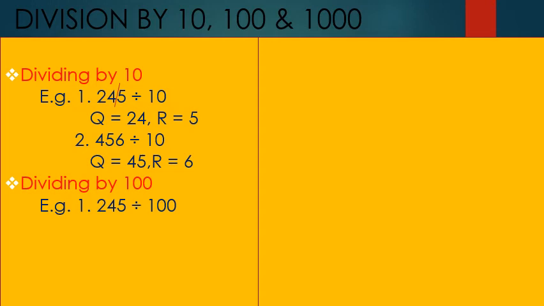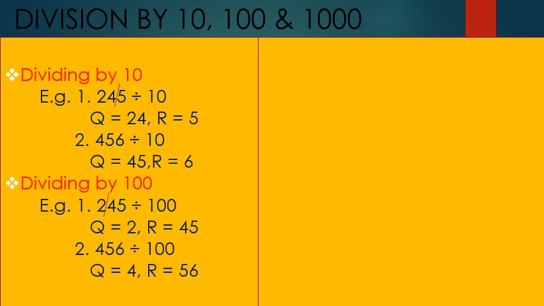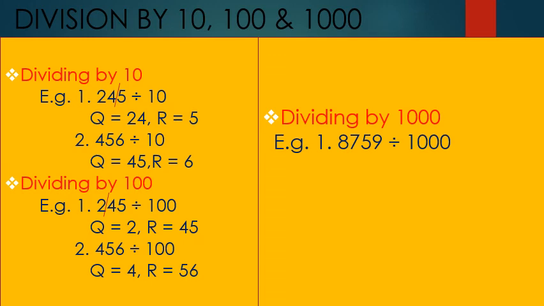Dividing by 100. The rule is the same. Count the zeros. 2 zeros. So we will remove 2 numbers from the dividend. So 2 will become the quotient and 45 will become the remainder. See the next example. Again 456 divided by 100. 2 zeros. So remove 2 numbers from the last. 4 will become the quotient and the remainder will be 56.